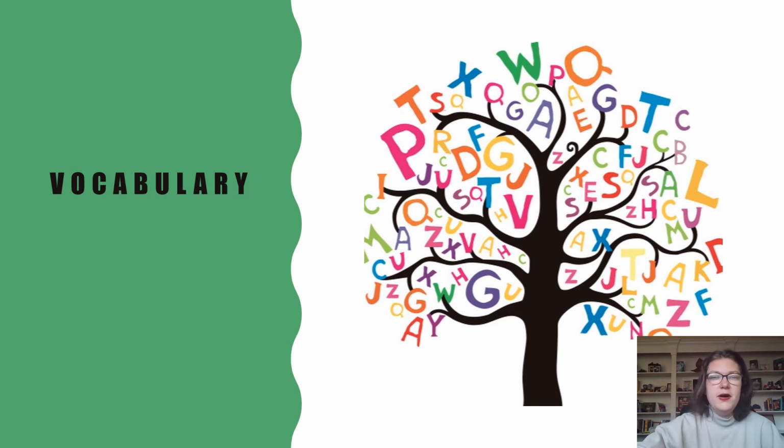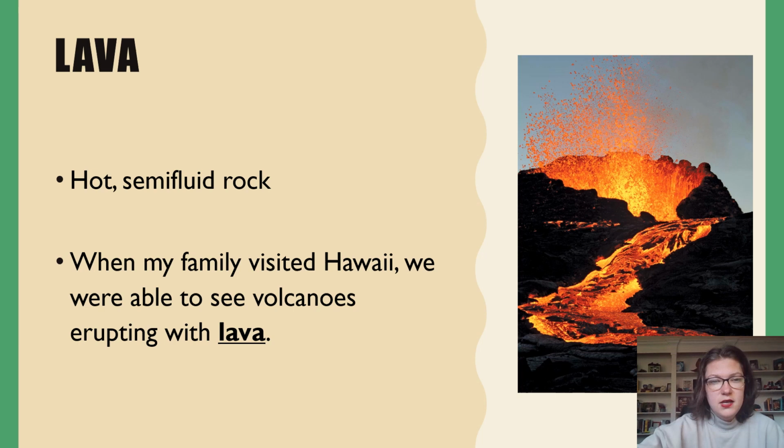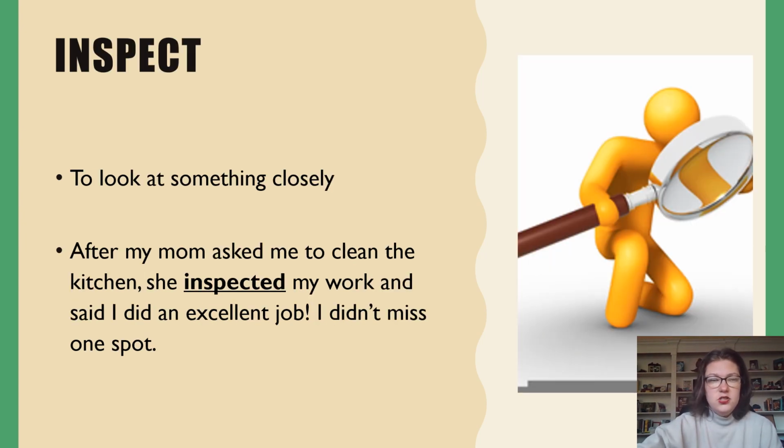All right, let's talk about some of the vocabulary that we're going to need in this text. So lava. Lava is hot semi-fluid rock. When my family visited Hawaii, we were able to see volcanoes erupting with lava. I really like this picture. To inspect means to look closely at something. So after my mom asked me to clean the kitchen, she inspected my work and said I did an excellent job. I didn't miss one spot.